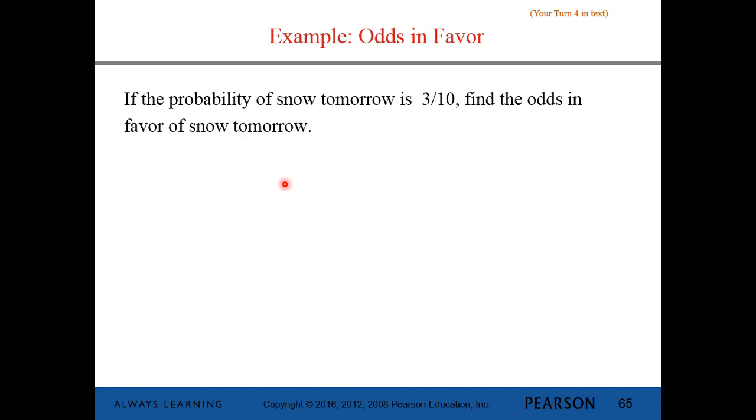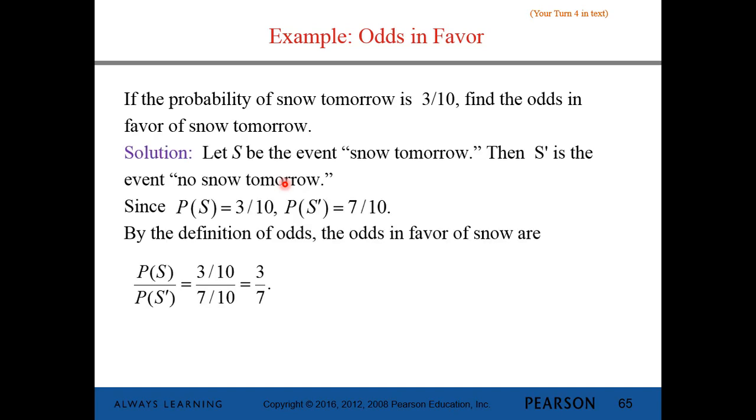So if I was going to write this as odds, it's going to be the probability of it snowing, which is 3/10, divided by the probability that it doesn't snow, which is 7/10. Well, the denominators cancel, and we end up with 3 over 7. So it's a 3 to 7 odds in favor of it snowing. Okay, and there's the solution.